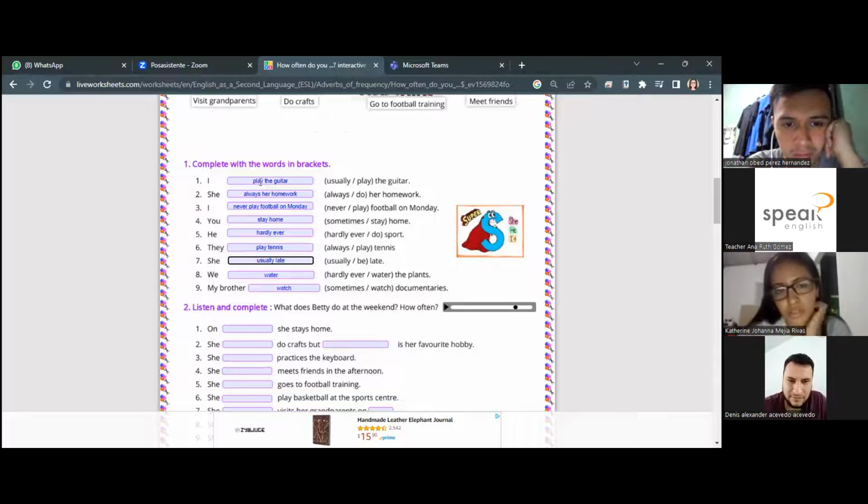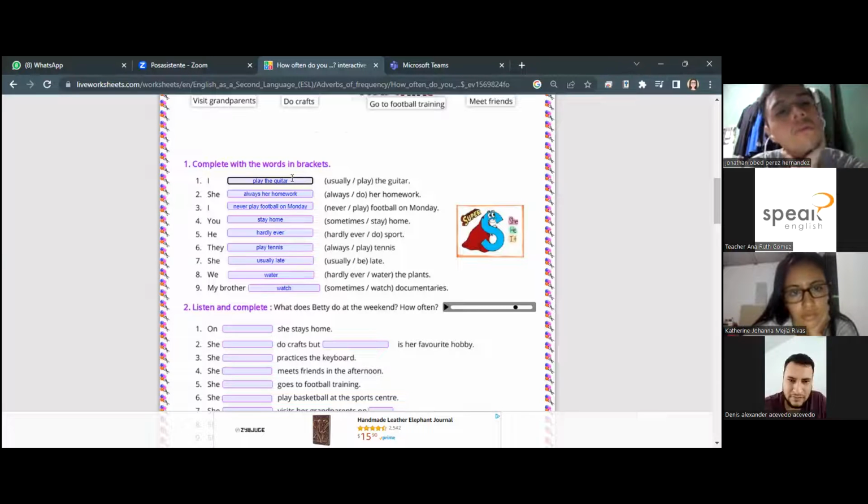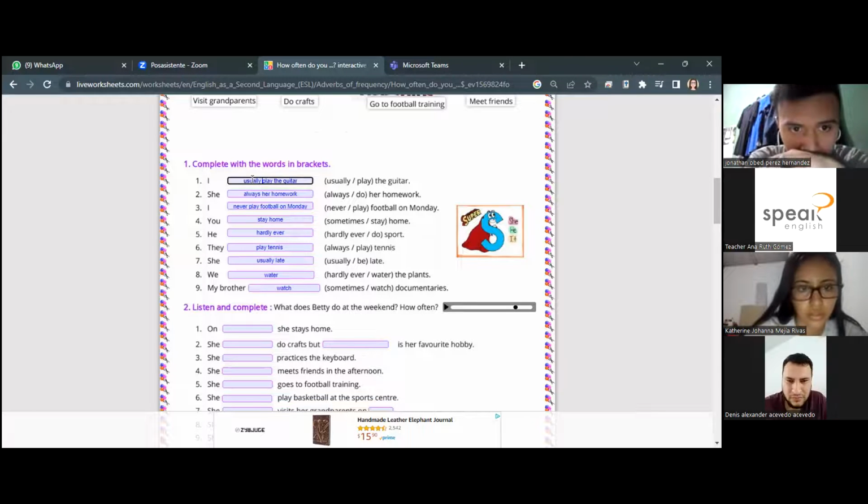Not a complete sentence. So, for example, in number two, she always... Ay, es que veo que en algunas no han usado verbo. Pero no es poner toda la oración. Ajá, ya lo corroboré. Sino que solo el verbo y el adverb of frequency. So, in number one is, I usually play. Y nada más. I usually play. The guitar, no. Ajá, very good.